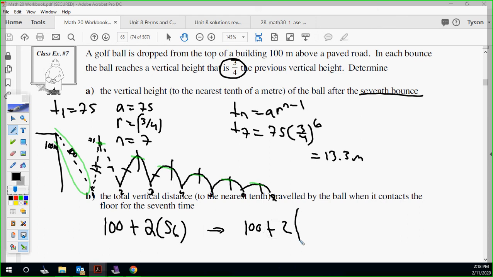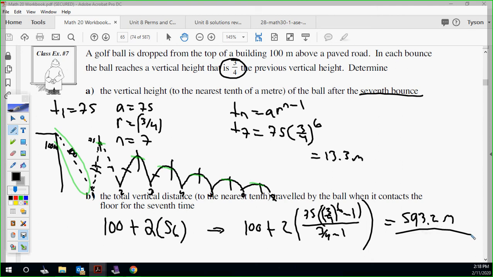So S of 6 is going to be 2 times 75 times 3/4 to the 6th minus 1 all over 3/4 minus 1. And that's what we're going to calculate right there. So there's your S of 6 formula, doubled for the up and down, add the extra 100 from the drop of the building. And we do that, you should get 593.2 meters is the distance traveled.